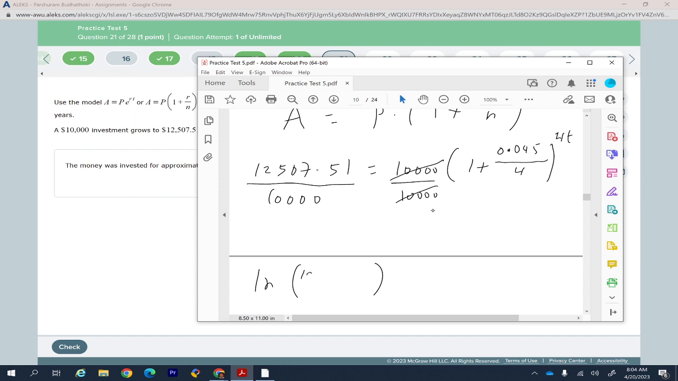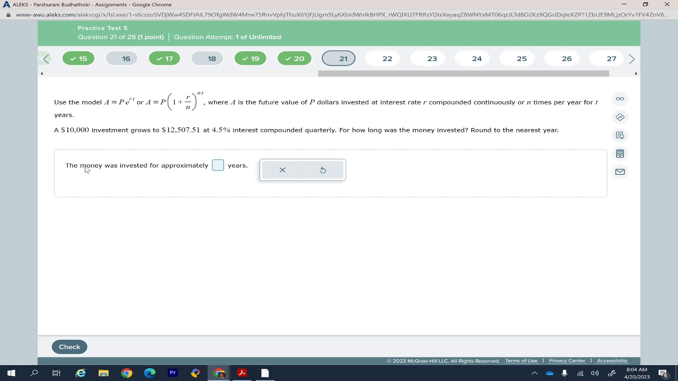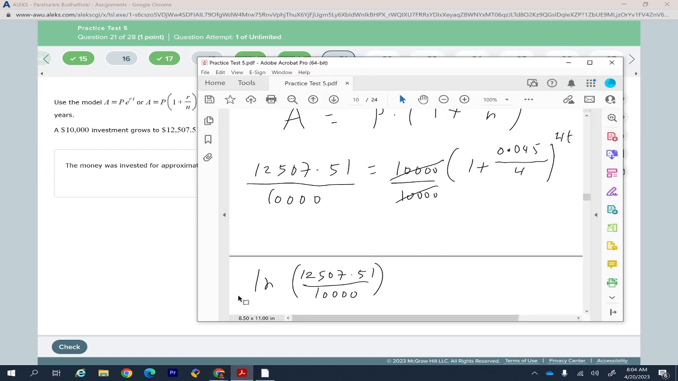I'm not going to do a calculation here. I'm just going to keep it like this because I don't want to round the answer in the middle, and that is the instruction they might give you. The money was invested for approximately, look at here, round to the nearest year. Do not round it in the middle of the calculation.